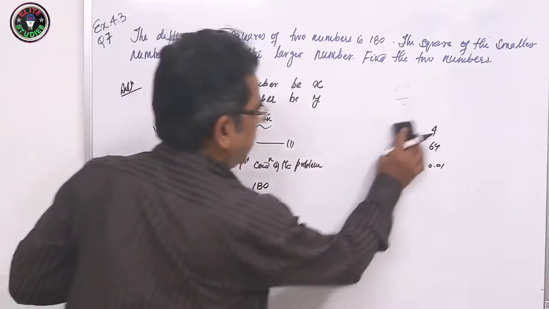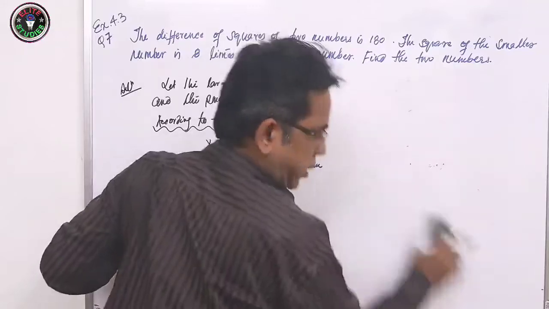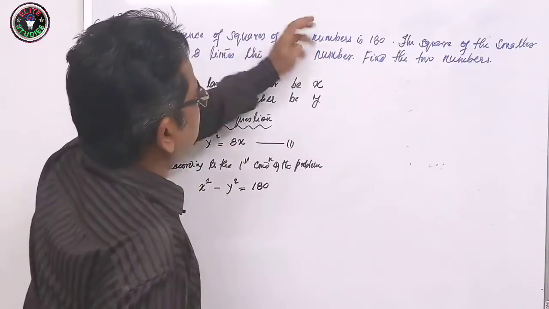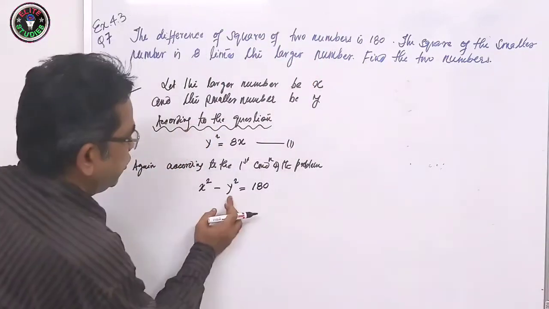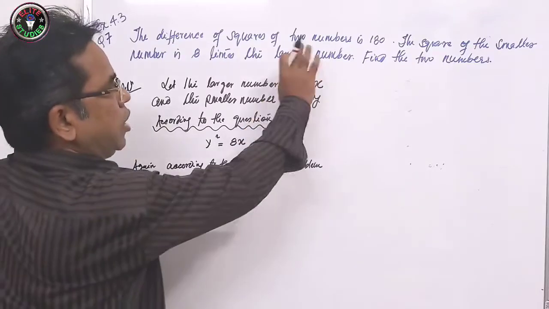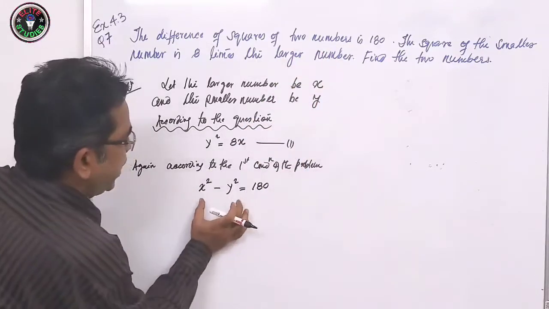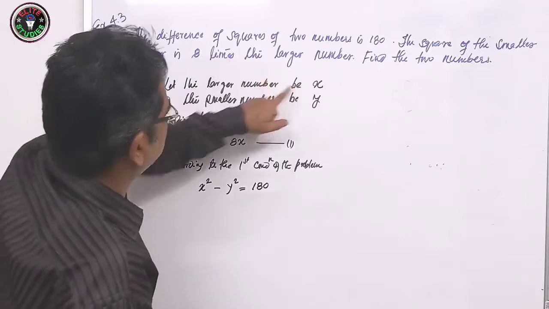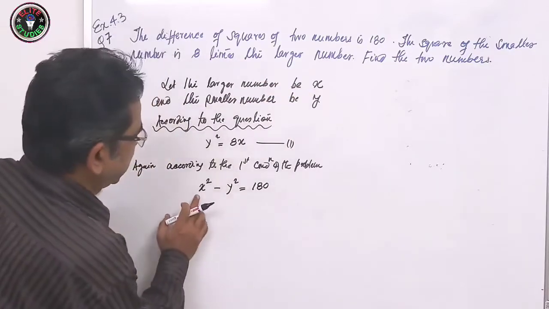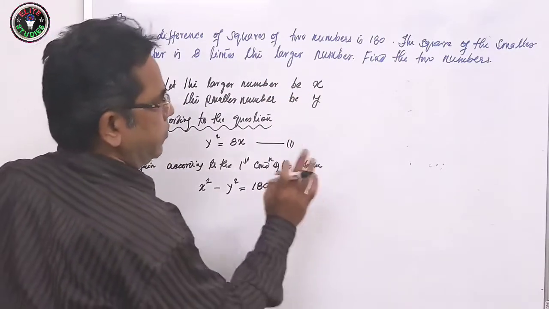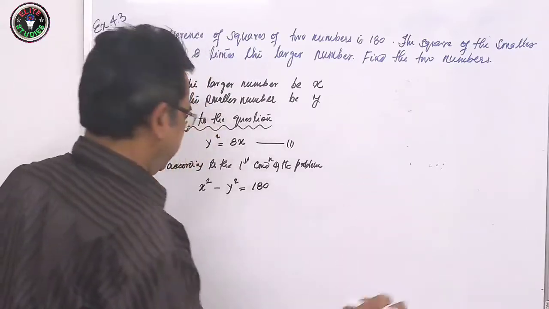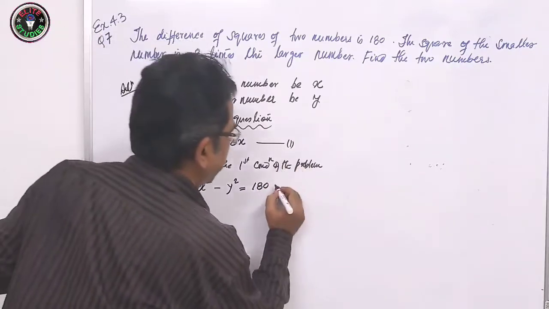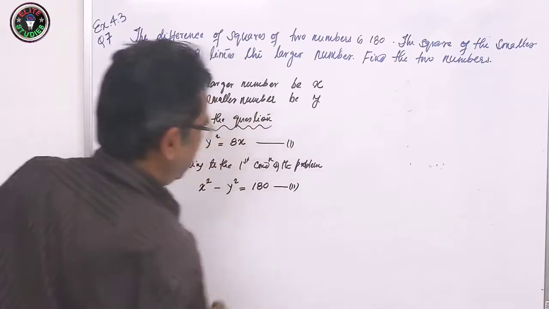So here nothing has been told about which of the two numbers is larger. If you take y square minus x square, then also there will be no harm. But the logic behind this choice is that x has been considered the larger number, so larger number minus smaller number gives you 180. Okay students?